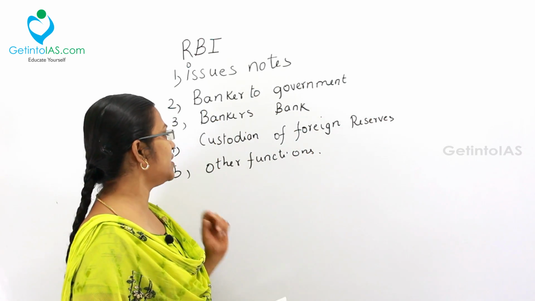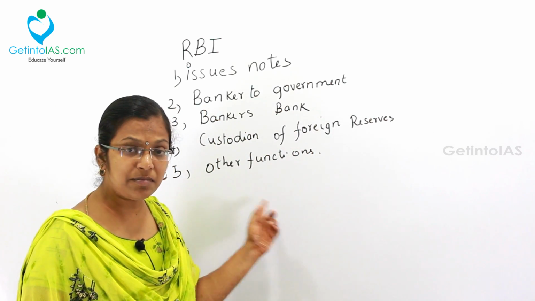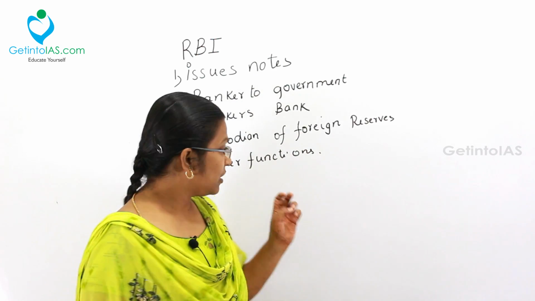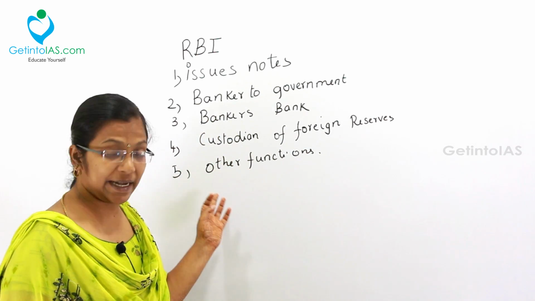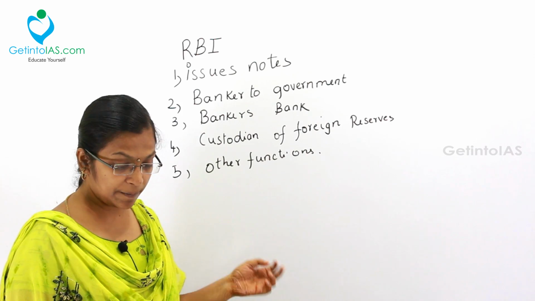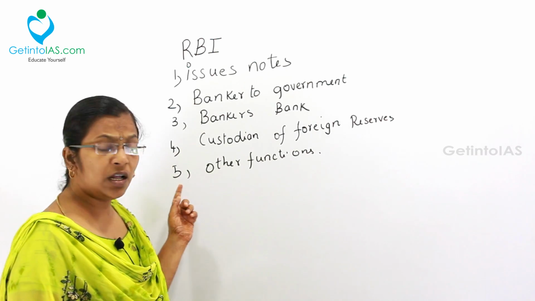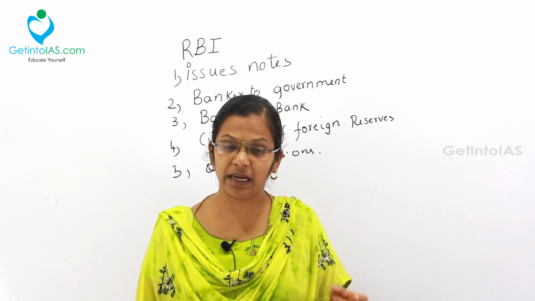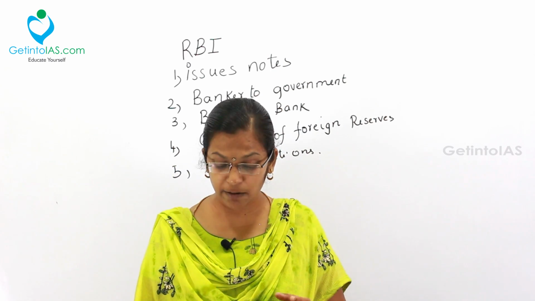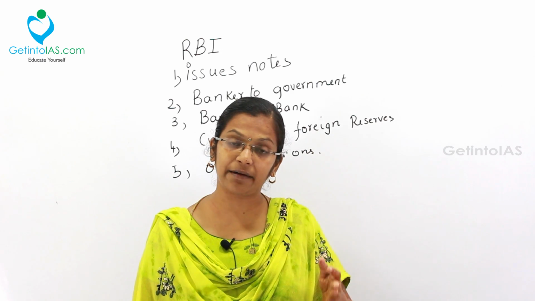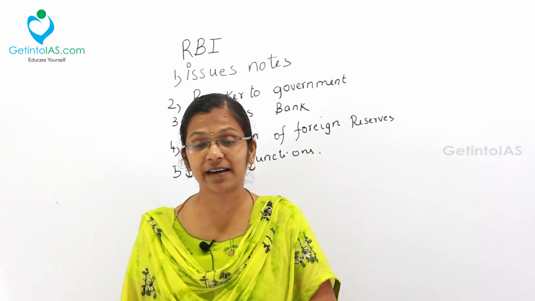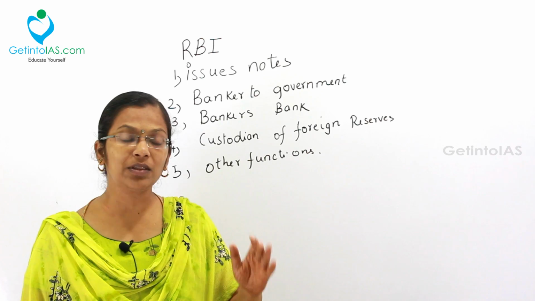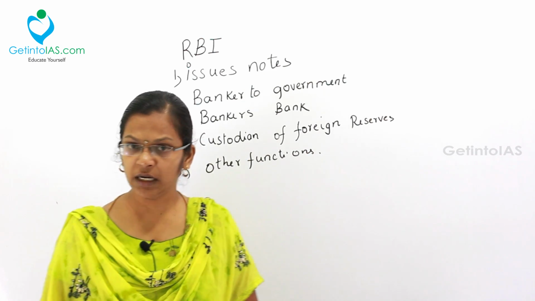These are the major functions, and there are some other miscellaneous functions also. The other functions include that it acts as a clearing house, and before NABARD came into existence, RBI was the one arranging the credit for agriculture loans. Now that is taken care of by NABARD.